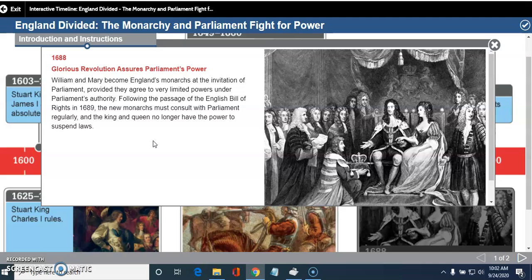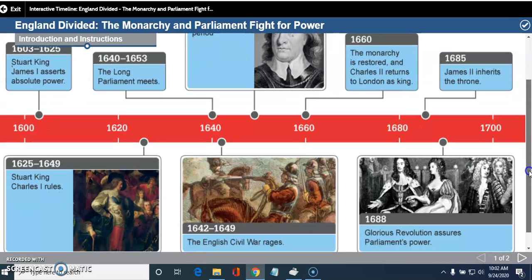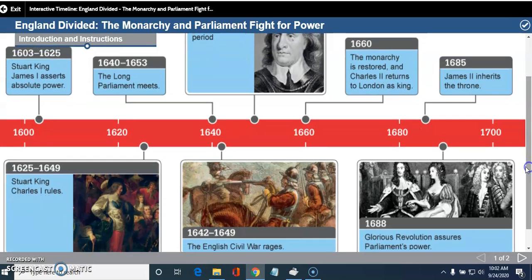So the King and Queen no longer have the power to suspend laws or to get rid of Parliament. They have to consult with Parliament, and they have to work together. And this brings about really the change to the constitutional monarchy, which is in place by the end of the 17th century. By the beginning of the 18th century, England now is a constitutional monarchy. We'll be talking about the English Bill of Rights in another cast.